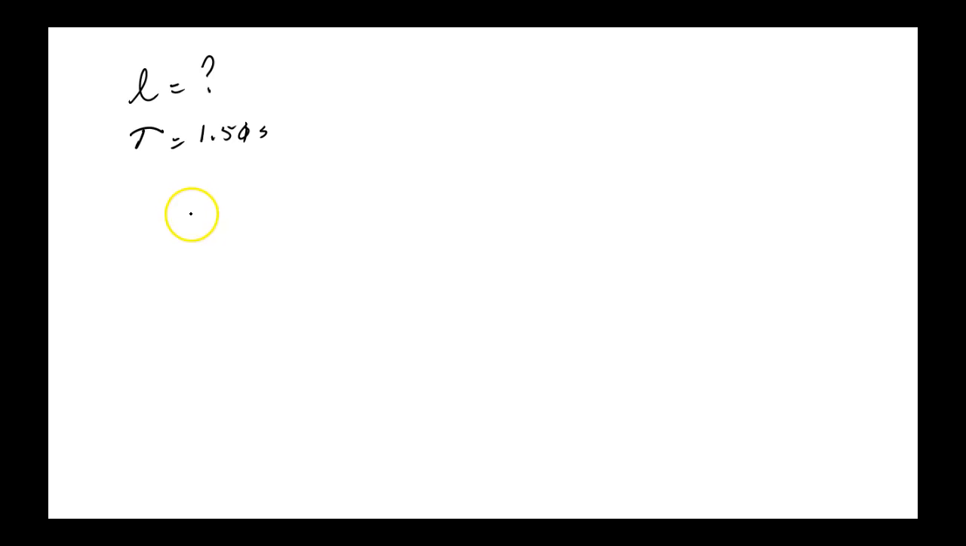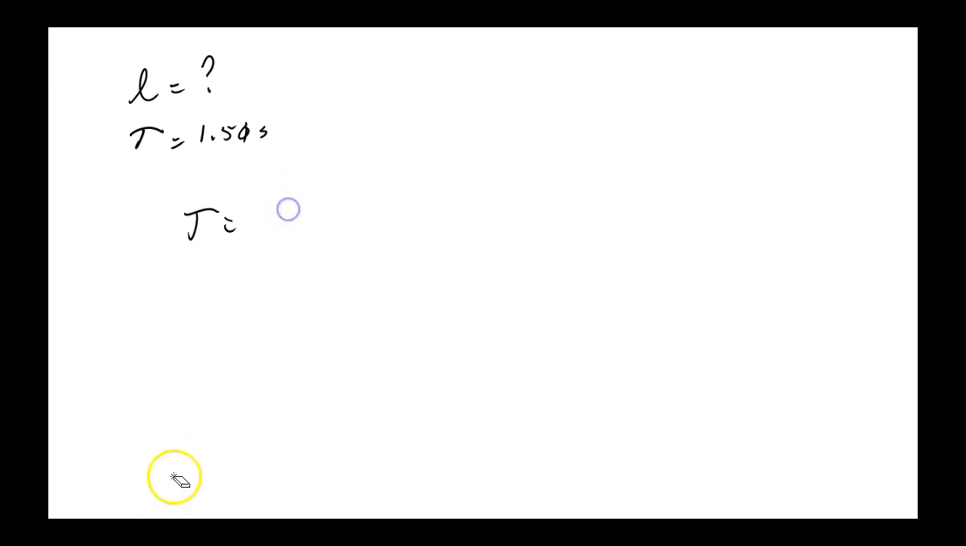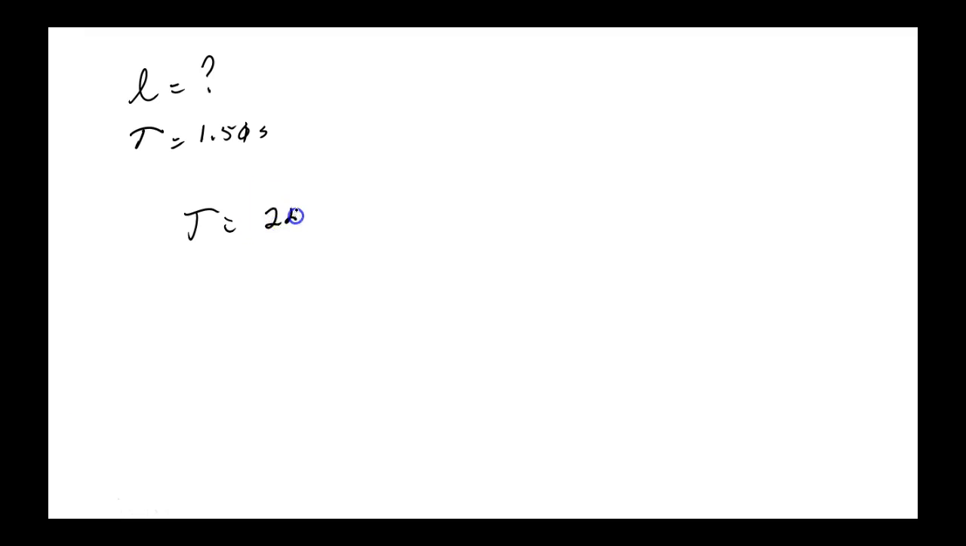Help me, somebody. T is equal to 1 over 2 pi. Is that what you said? Or just 2 pi? 2 pi. Okay, sorry, I was already moving things around. Okay, 2 pi times the square root of L over G. This time we're looking for L.